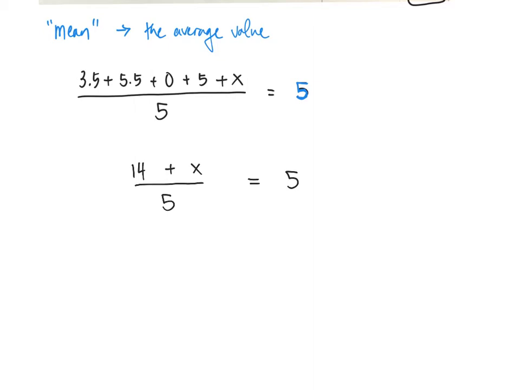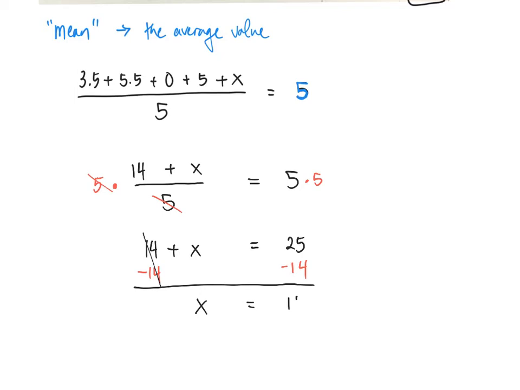Okay, so now we could use inverse operations to solve. I'm going to start by multiplying both sides by 5 in order to cancel this denominator. So now I've got 14 plus x equals 5 times 5, which is 25. And then we can subtract 14 from both sides, which leaves us with x equals 11.